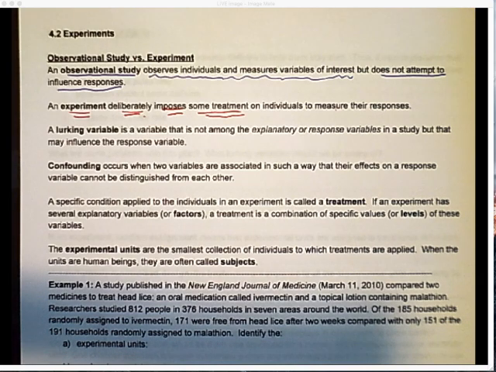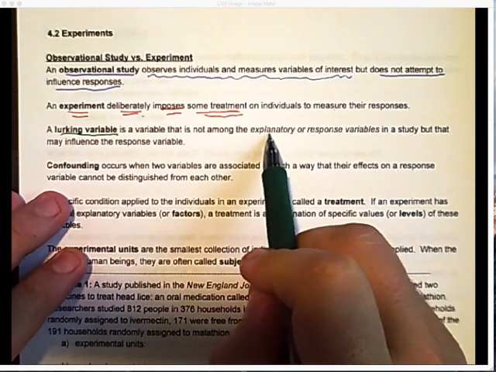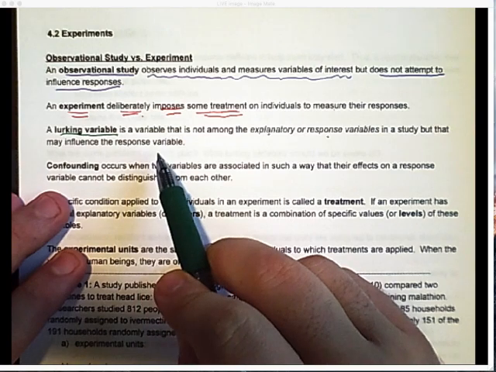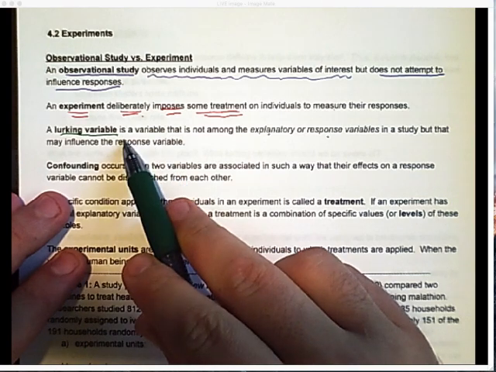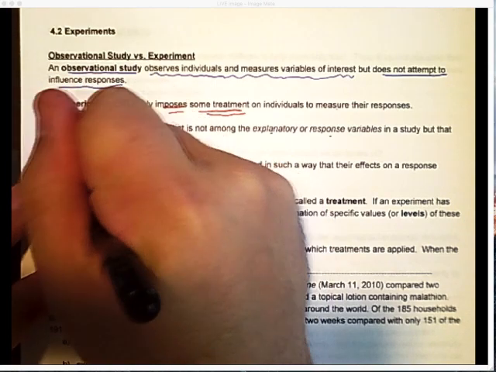We also have these things called lurking variables. We're measuring something, and we're imposing some treatment in an experiment, but there might be other things causing the results. A lurking variable is a variable that is not the explanatory or the response variable, but influences the response variable. And the effect of lurking variables is called confounding.